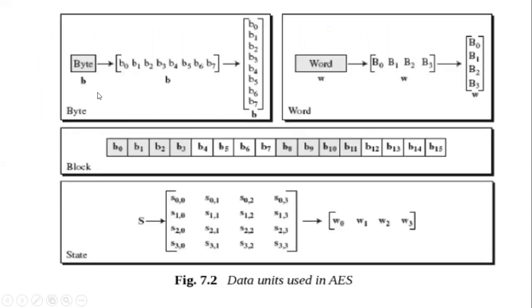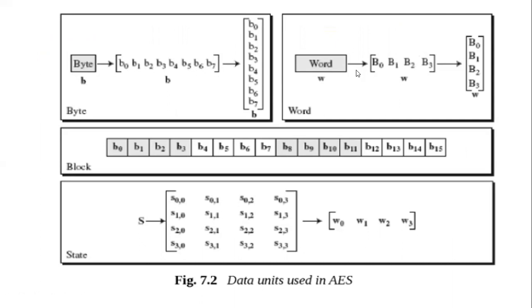So, bit is binary, it is 0 or 1. Second one was byte. Byte means it is a collection of 8 bits. It can be a row. This represents the row matrix, and this represents the column matrix. So it is of 8 bits.